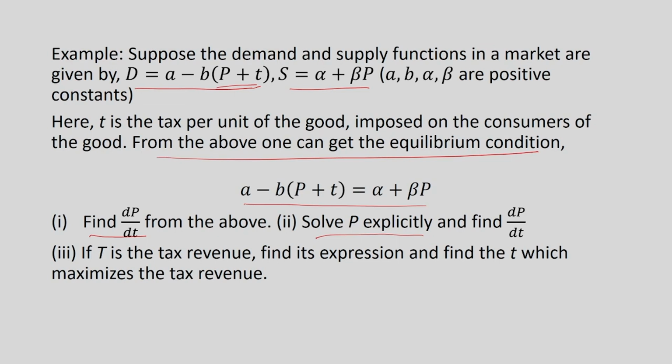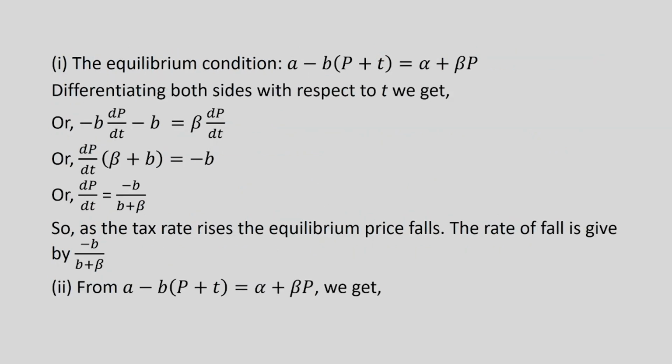All right. Let us see how it goes. Now, this is the equilibrium condition, and we differentiate both sides with respect to t. Here we are using implicit differentiation. On the left hand side, small a is constant, that drops out, and we get minus b multiplied by dP/dt minus b multiplied by dt/dt, which is just equal to 1. On the right hand side, alpha differentiated with respect to t becomes 0, and we have beta multiplied by dP/dt.